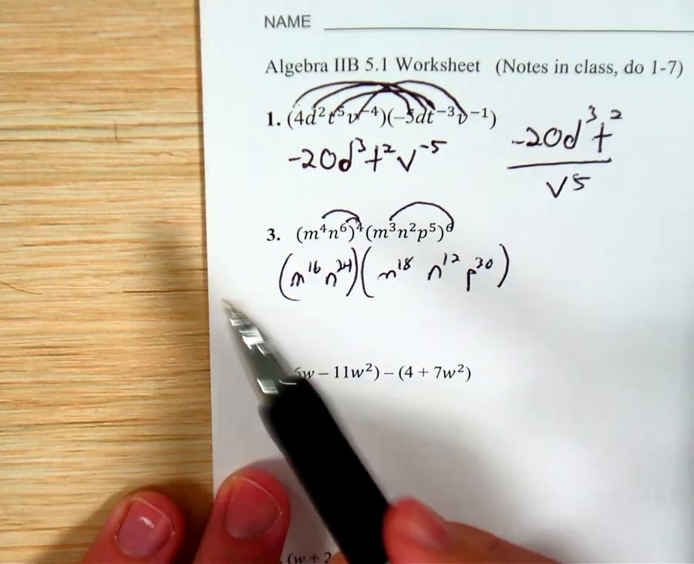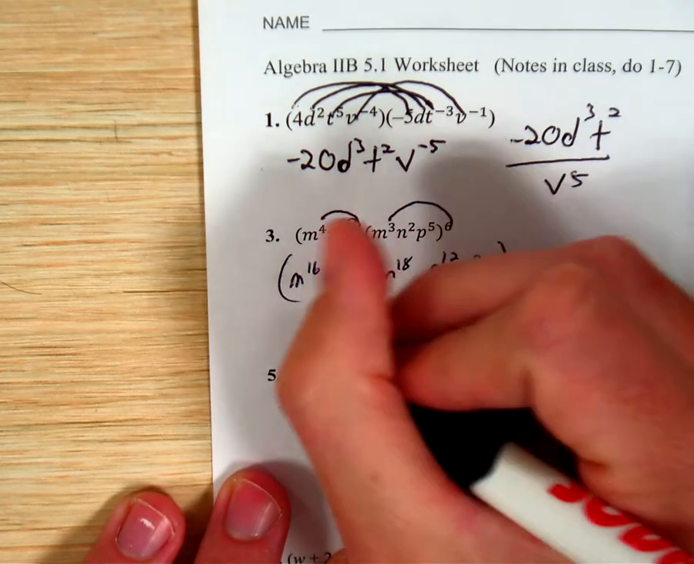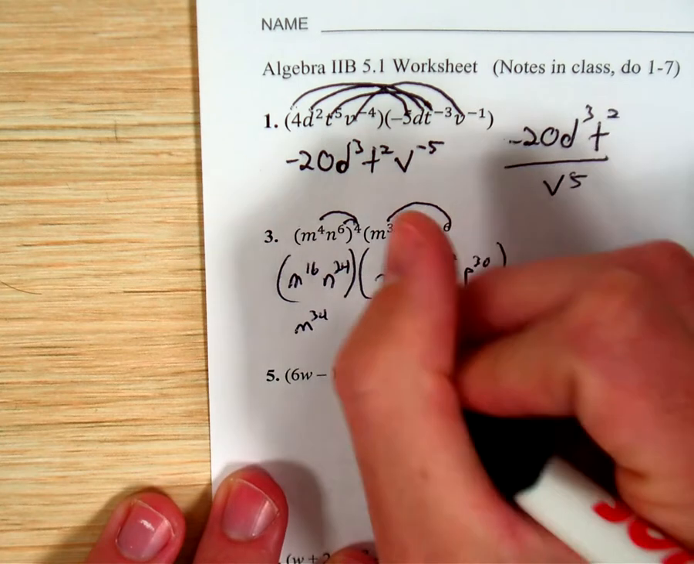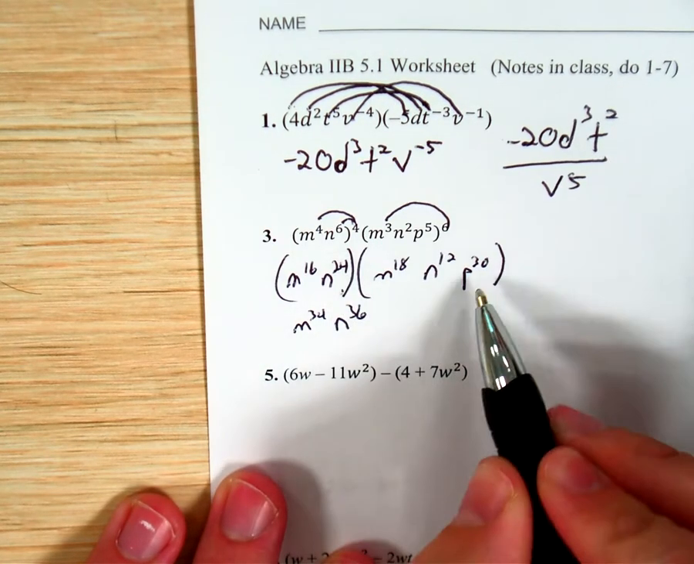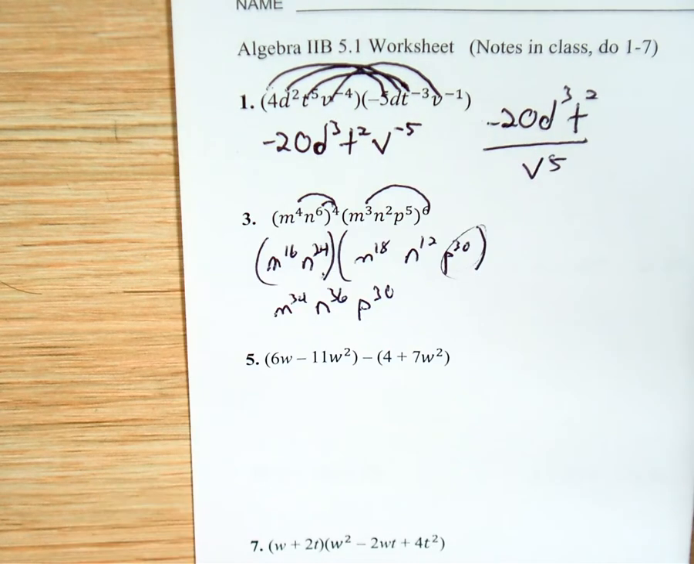And now when I multiply these, this is when I add. m to the 16th, m to the 18th is m to the 34th. Okay, we're going to get n to the 36th. This one doesn't have p, this one does. We're just going to keep that one, p to the 30th. All right, piece of cake.